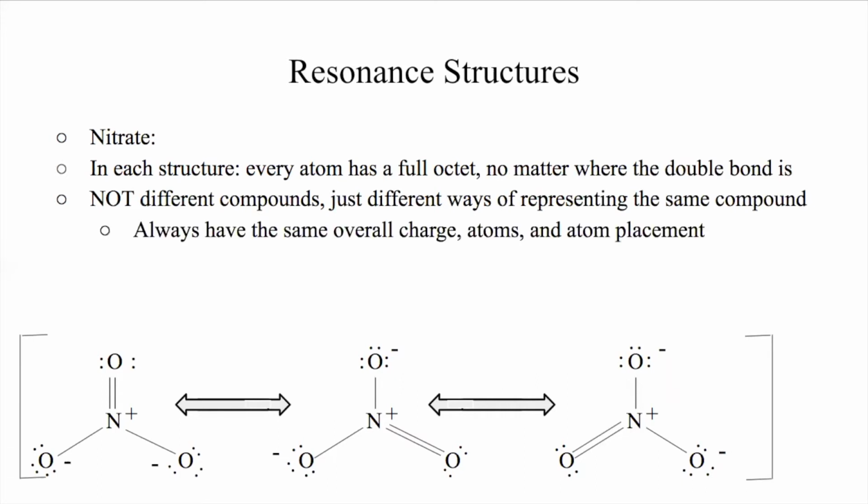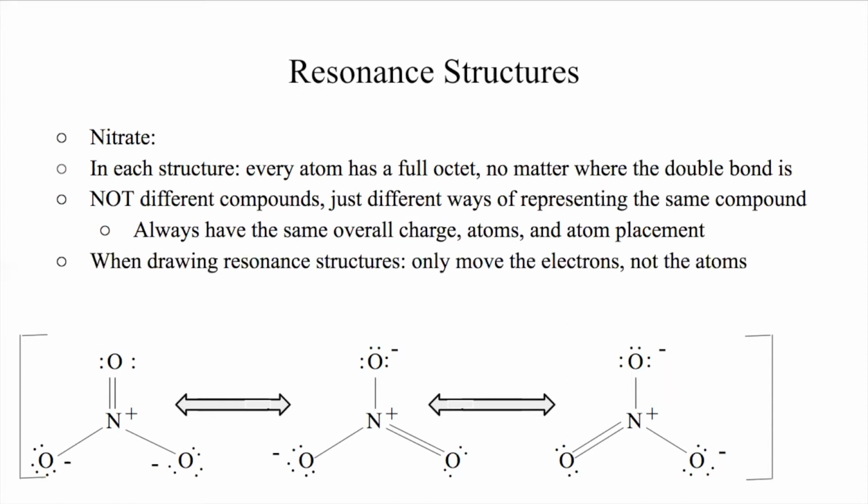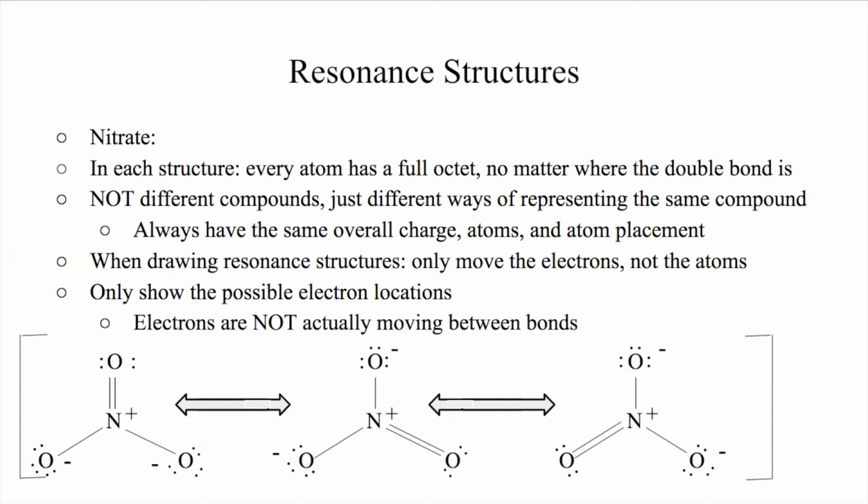Because they represent the same molecule, resonance structures always have the same overall charge, same atoms, and same atom placement. Remember, only move electrons around, not atoms. The Lewis structures only show the possible electron locations. The electrons are not actually moving around as resonance structures may appear to suggest.